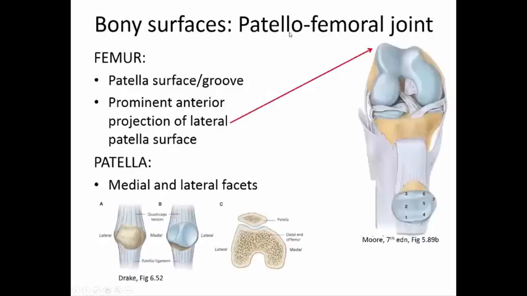Bony surfaces at the patellofemoral joint. We have the patella surface or groove. Note the prominent anterior projection of the lateral patella surface. So it sticks forward or anterior quite significantly. Our patella fits into these grooves, so it has facets, corresponding equivalent facets.